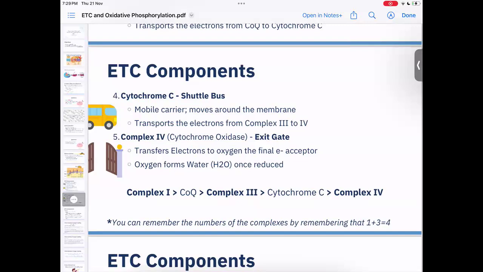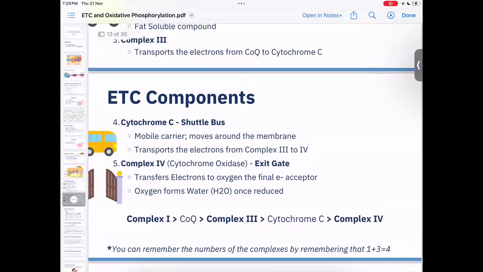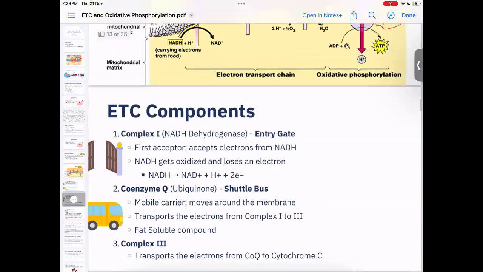Let's go back to the diagram and understand things in a more visual way. And before I go, why did I call them shuttle buses? Because they are mobile, meaning they don't have a specific place in the lipid bilayer. They can actually move around. One time you can find them in this specific area, and another time you can find that they moved along the lipid bilayer. That's why I called them shuttle buses. So you guys can remember that they're mobile carriers. They're not in one specific place, rather they move around.